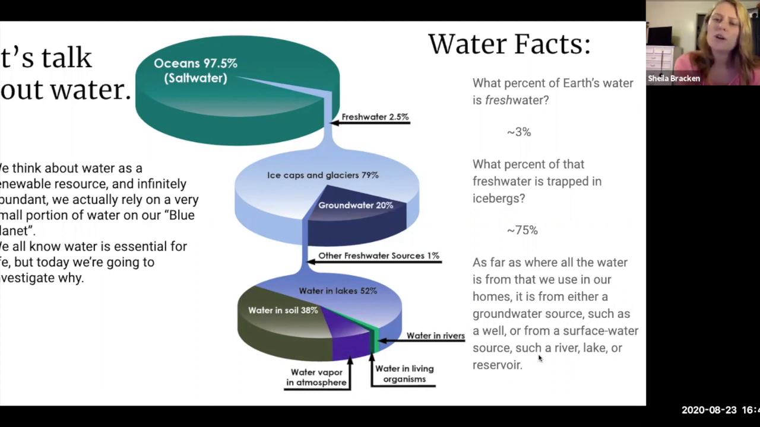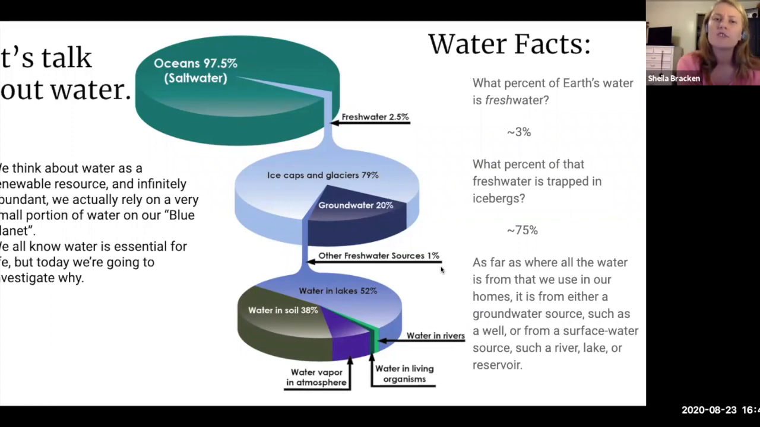So as far as where all the water is from that we use in our homes, it's either from a groundwater source, right? This 20%. Such as a well, or it's from a surface water source like a river, a lake, or a reservoir. Sometimes we get our water from aquifers. That's where Bryan College Station gets their water, from an aquifer. I don't remember the exact name of the aquifer, but if you look that up and tell me, I would greatly appreciate it. So this is where we're getting our water. I just want you guys to see that though it feels like water is everywhere, it is not as abundant as it may appear, right?